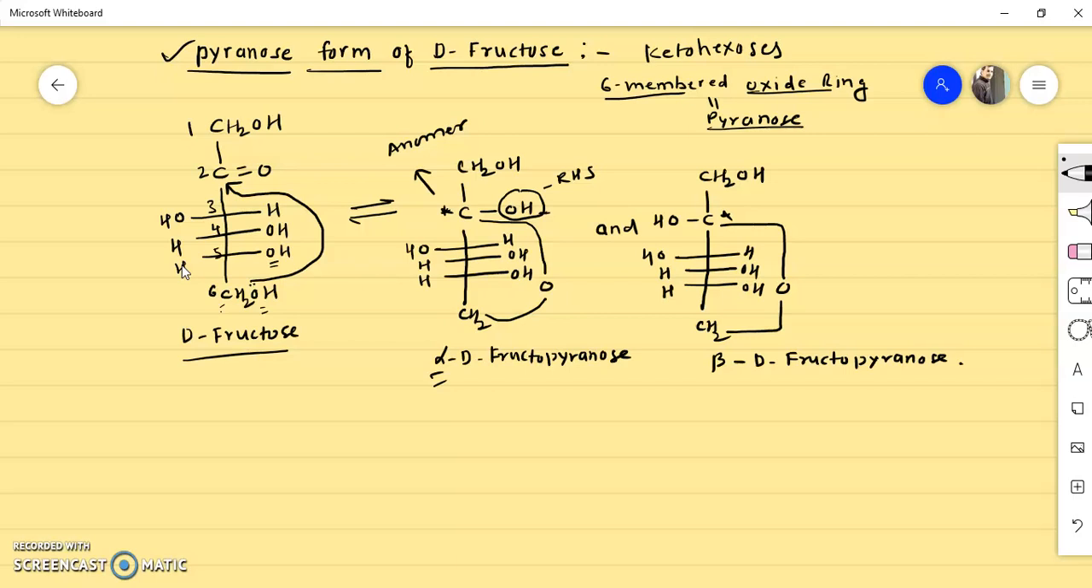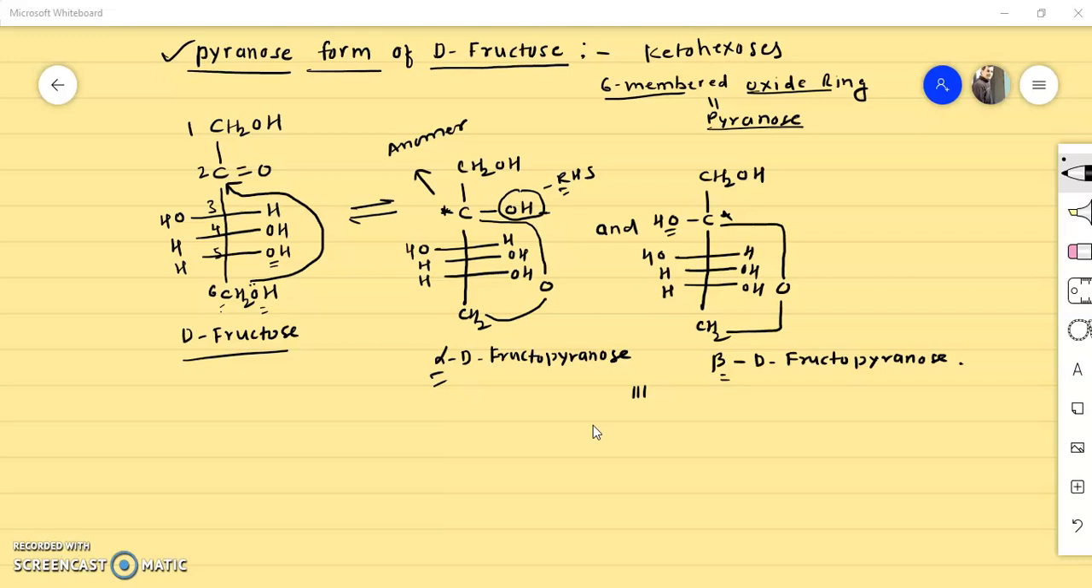If the hydroxy group is on the right hand side of this anomeric carbon, then the anomer is known as the alpha anomer, and if the hydroxy group is on the left hand side, then the anomer is known as the beta anomer. So these two are the alpha D fructopyranose and beta D fructopyranose structures of D fructose. Now, as we have seen in the earlier videos, the Fischer projection formula does not suit the oxide ring structure forms of carbohydrates, so we need to draw these structures in the Haworth form and the chair form.